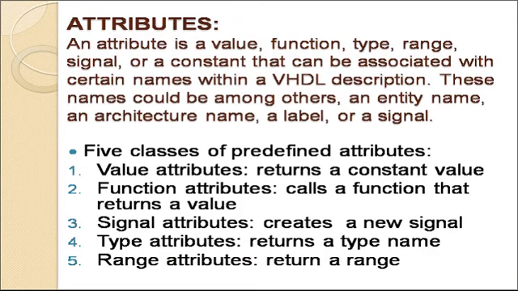An attribute is a value, function, type, range, signal or a constant that can be associated with certain names within a VHDL description. These names could be among others an entity name, an architecture name, a label or a signal.